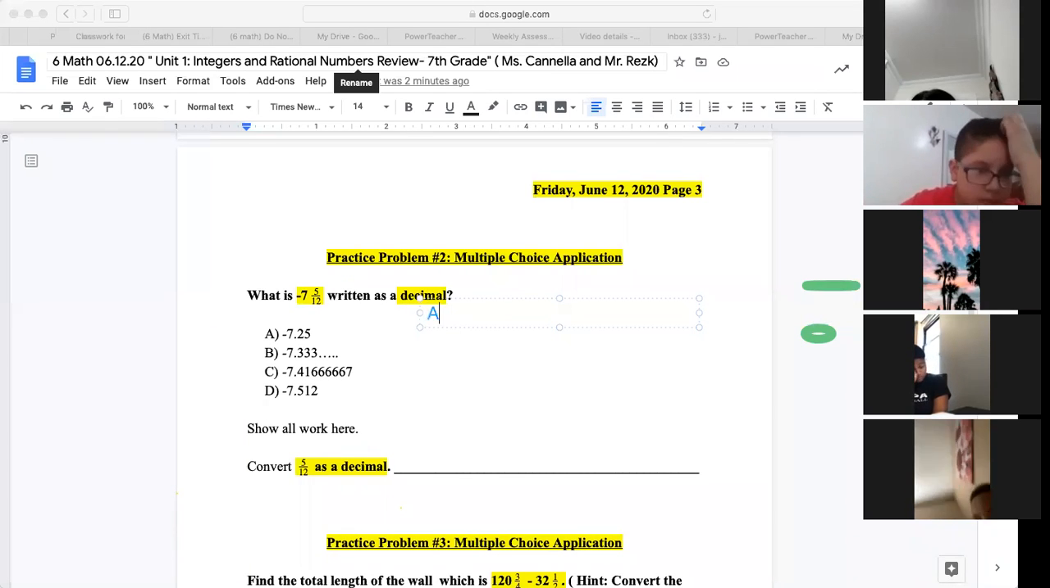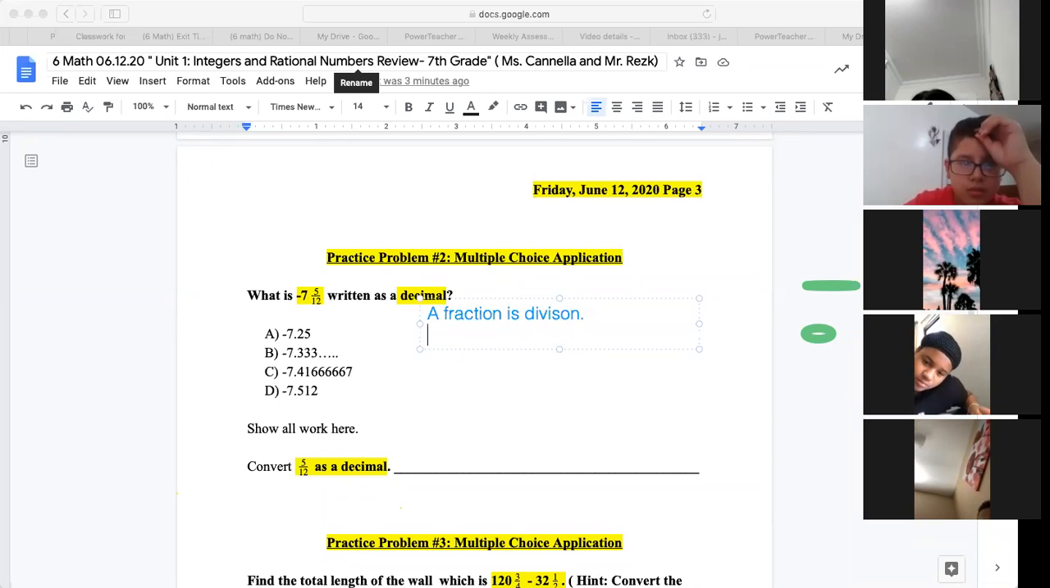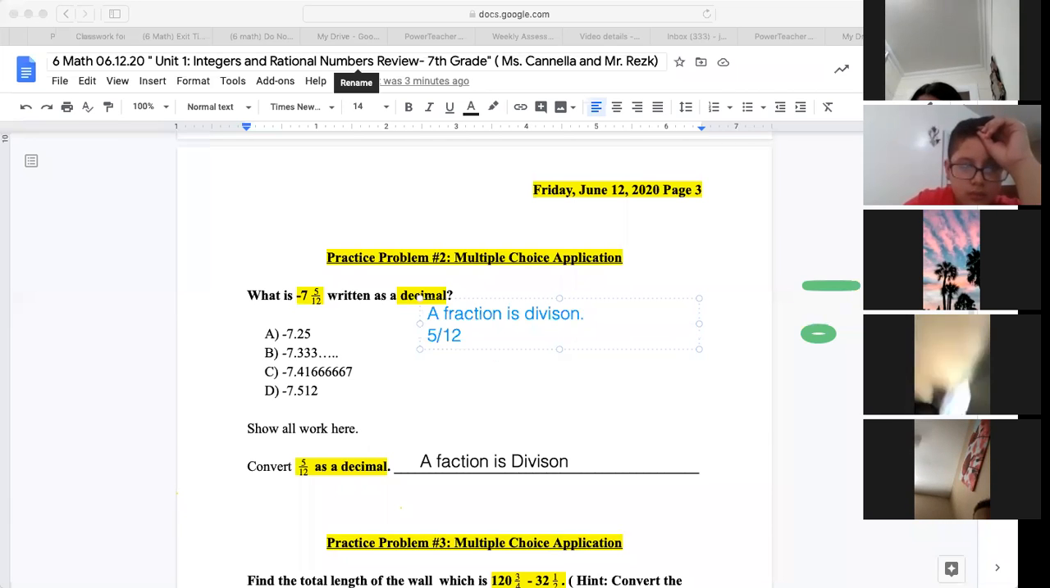All right, so first off, when we have a fraction here, Hector, what operation is that? A fraction is what operation? Division. Okay, so write these notes down that I'm typing up in blue right now. A fraction is division. So I need to divide 5, which is my numerator, by 12, which is my denominator, to get the decimal, which is going to be less than 1.